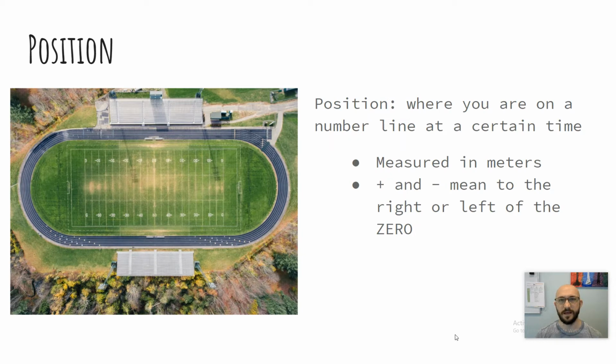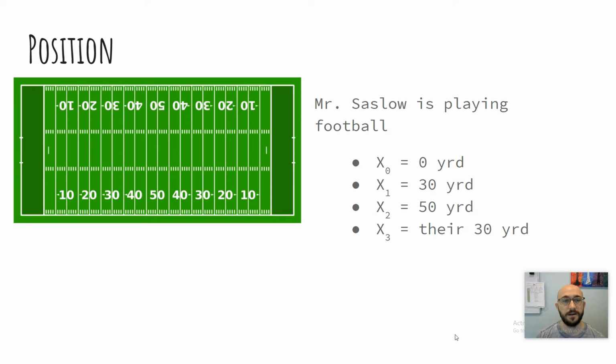So the first thing is position. Position is how we describe where we are at a given moment in time. The example I used in class was the football field, because it has those nice lines on it that are already numbered. This is how American football does it. So we could say that I am standing at the 0-yard line, but then I end up at the 30-yard line, but then I end up at the 50-yard line, and now I'm at their 30-yard line.